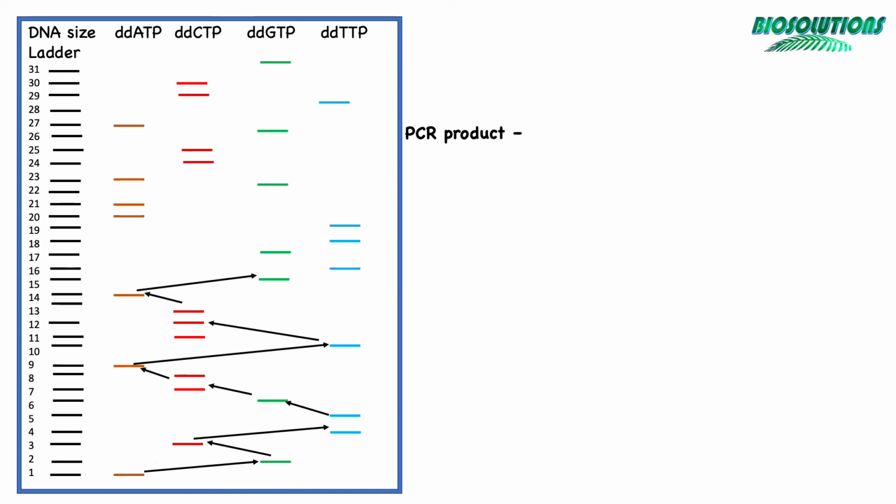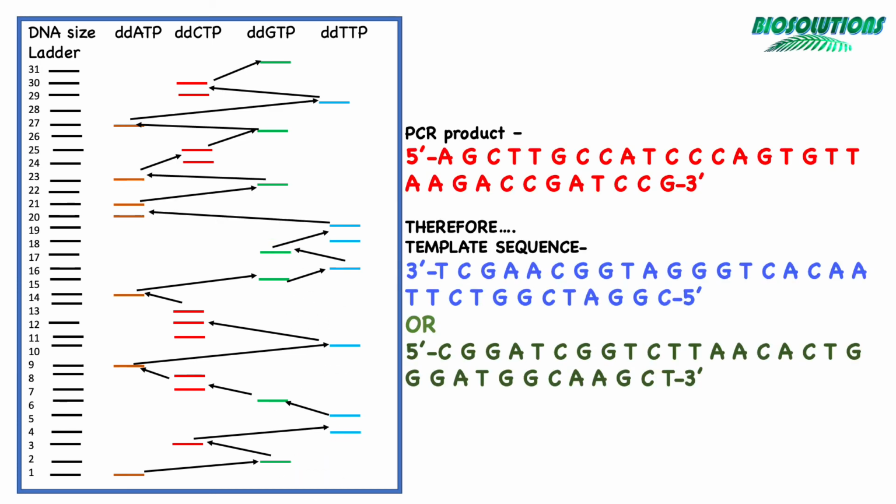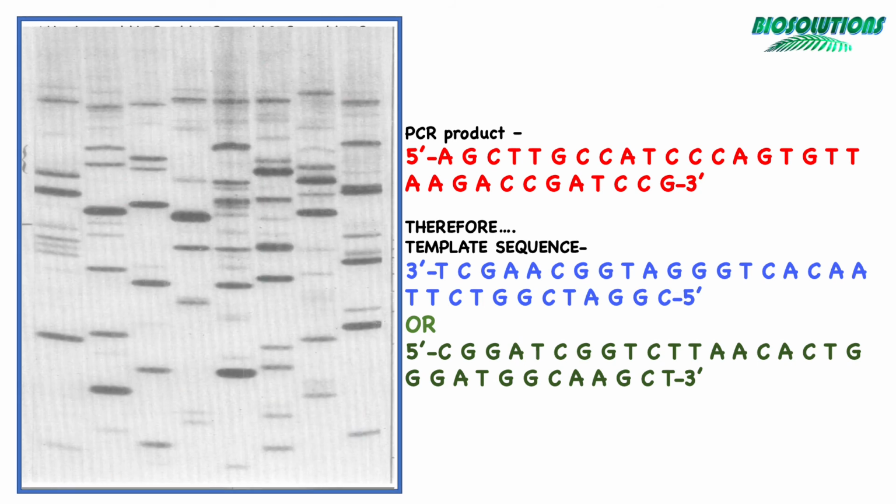Now our PCR product sequence will be 5' to 3' as given here. Since we are reading the PCR product sequence, our template DNA sequence will be complementary to it. This will be from 3' to 5' and then we have to revert it back to 5' to 3'. So this is our original sequence. You can also see a real picture of the Sanger sequencing gel.